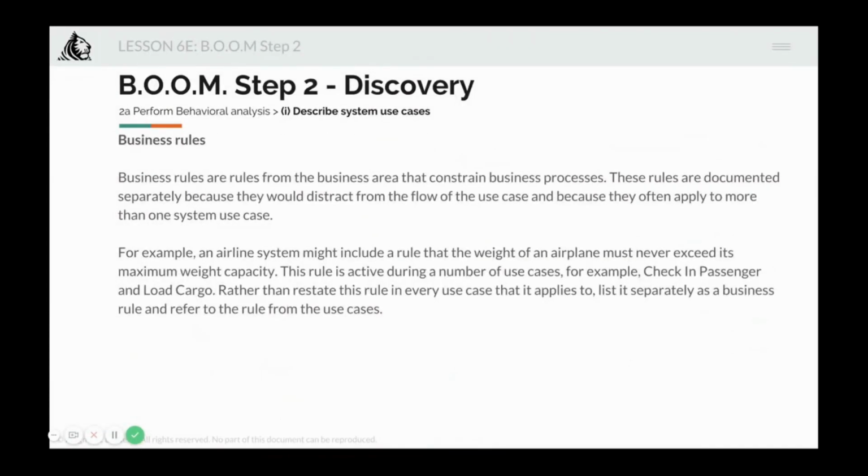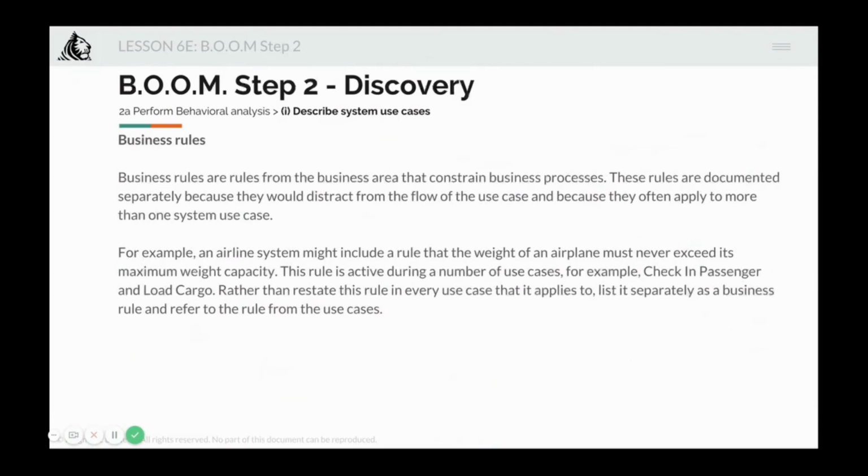So what are business rules? Well, other business rules, that is beyond those expressed in decision tables, represent another type of documentation that should be pulled from the use case proper and referred to in a dedicated section. Business rules are rules from the business area that constrain business processes. These rules are documented separately because they would distract from the flow of the use case and because they often apply to more than one system use cases.